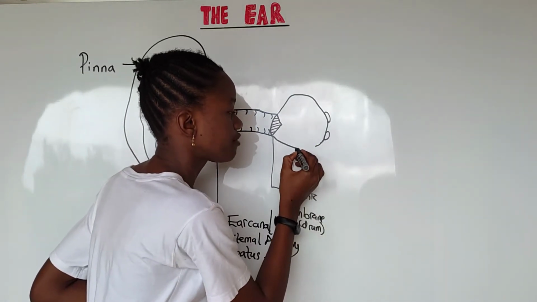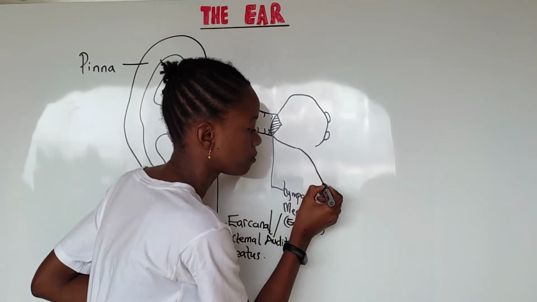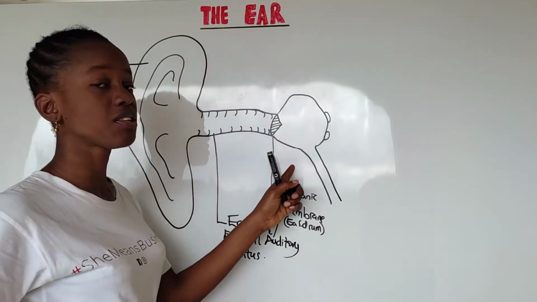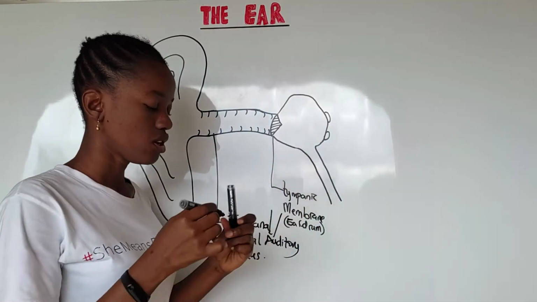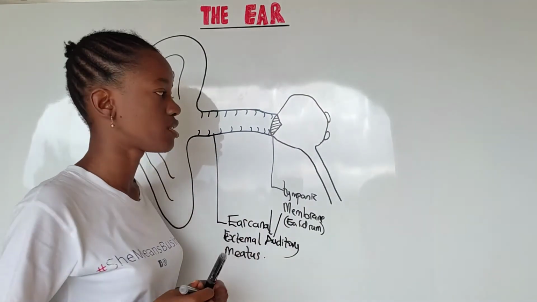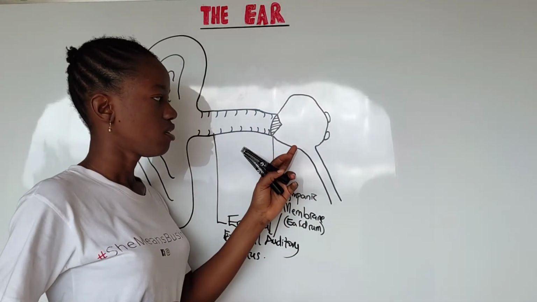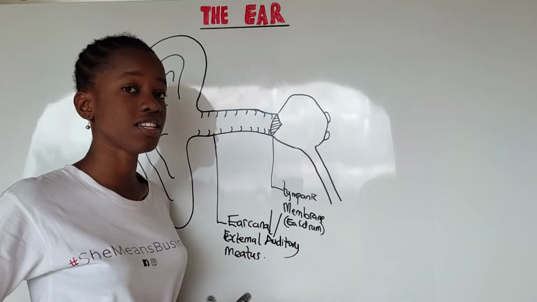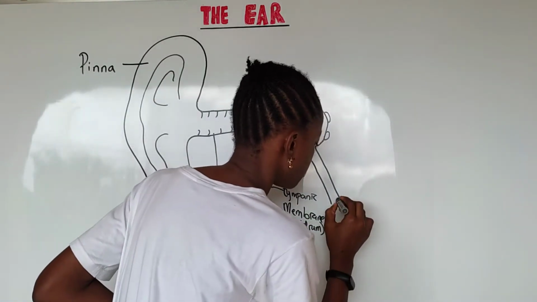There's a tube that leads from the middle ear to the throat, just at the back of the nasal cavity, and it's called the eustachian tube.